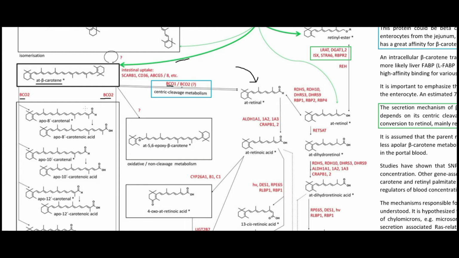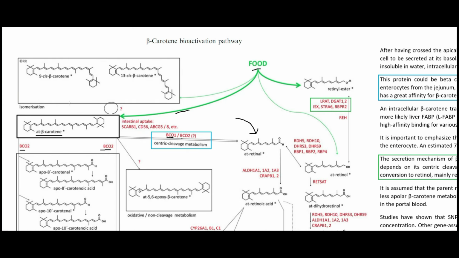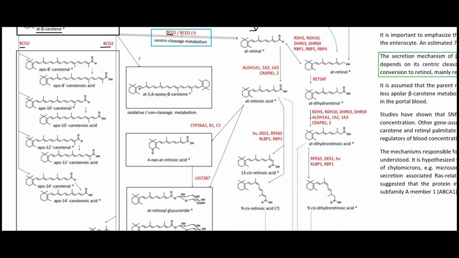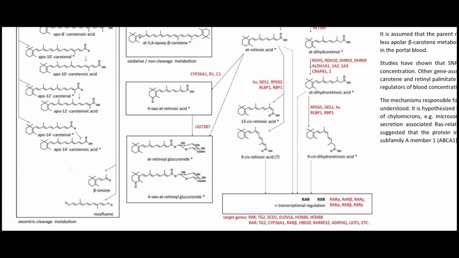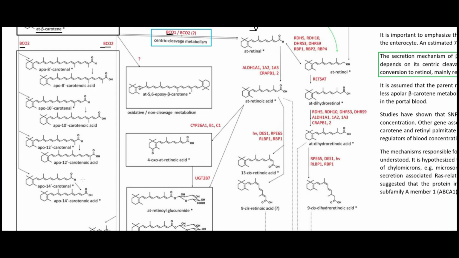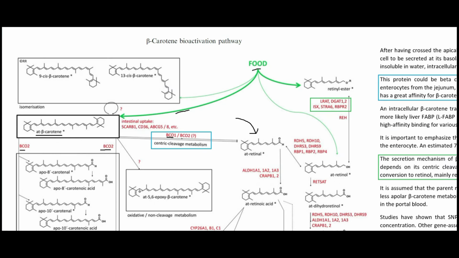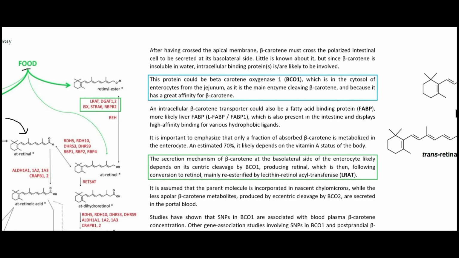but we can have these sort of strange cleavages going on with the BCO2 here, where it's not sort of just completely in half, where we get these different sizes here going on. And so, yeah, they call it eccentric cleavage metabolism there. But we can just sort of follow what this says over here.